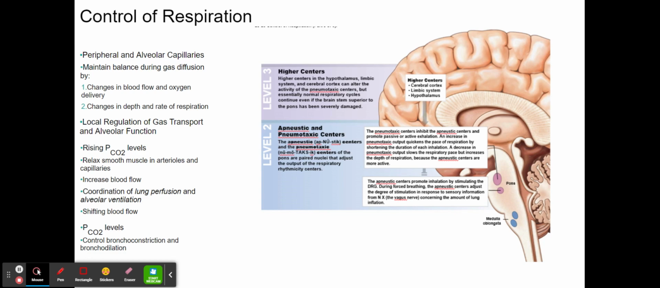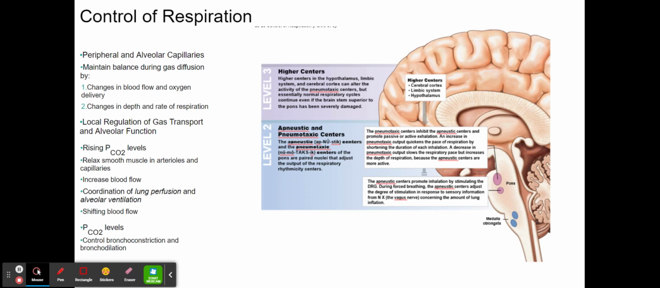Peripheral cells continuously absorb oxygen and generate carbon dioxide. Under normal conditions, the cellular rates of absorption and generation are matched by the capillary rates of delivery and removal. Both rates are identical to those of oxygen absorption and carbon dioxide excretion at the lungs. If the diffusion rates of peripheral and alveolar capillaries become unbalanced, homeostatic mechanisms intervene to restore equilibrium. Such mechanisms involve 1. Changes in blood flow and oxygen delivery that are regulated at the local level, and 2. Changes in the depth and rate of respiration under the control of the brain's respiratory centers.